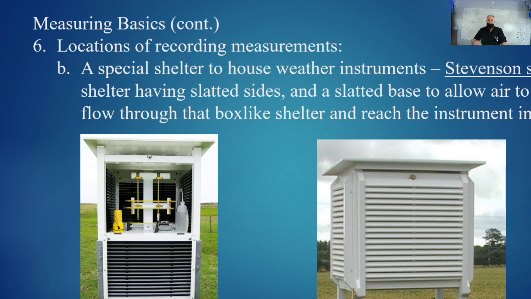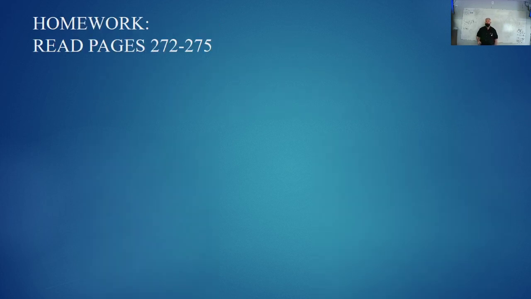Now, why do you think that they're slatted down? So rain can't go in. Rain can't get in and destroy what's inside. Okay. A lot of it is basically for protection of the instruments inside, but yet giving it enough flow of air to get inside to get a good reading. A special shelter house with weather instruments. Stevenson screen. Okay.